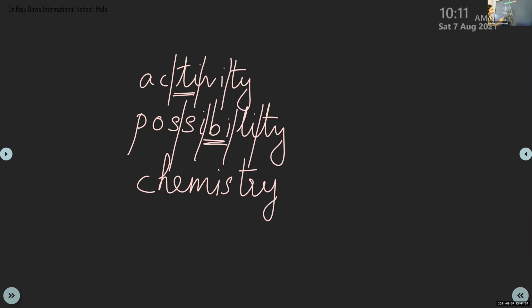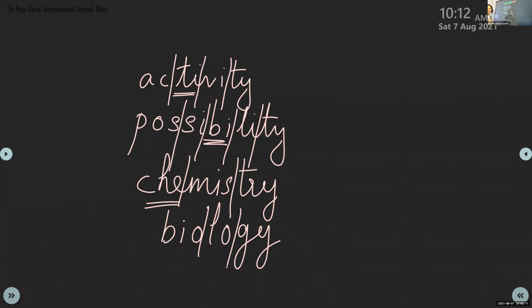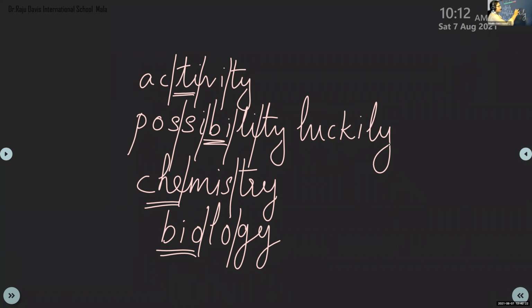Then look at this word. It has got just 3 syllables. So obviously the first syllable will be stressed. Chemistry. Same way, biology. 1, 2, 3. There are just 3 syllables, so obviously the first syllable. Luckily. Obviously the first syllable. So the basic rule is the third syllable from the right side has to be stressed for the words ending with Y.